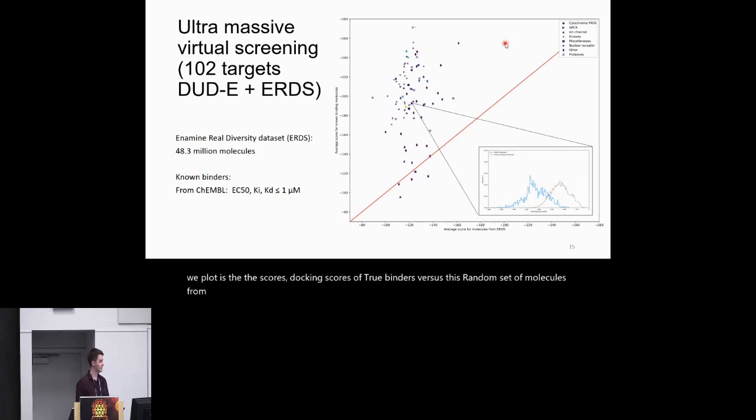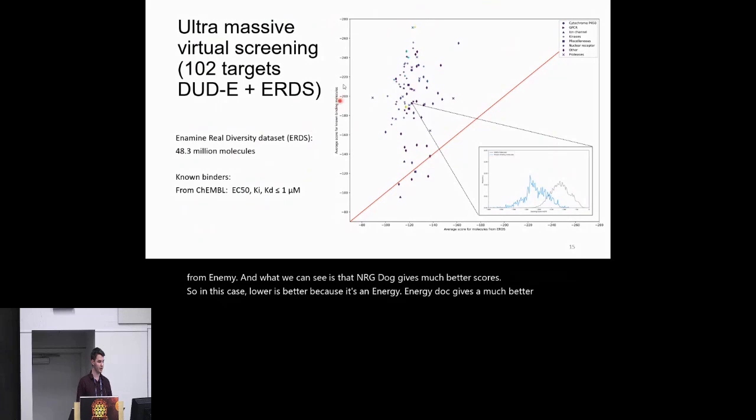And what we can see is that NRGDock gives much better scores. So in this case, lower is better because it's an energy. NRGDock gives a much better score to true binders than the random molecules from N-amine. And of course, we have this long tail from the molecules from N-amine, which means that we potentially have new binders around here. But our software is able to differentiate between these true binders and random molecules.